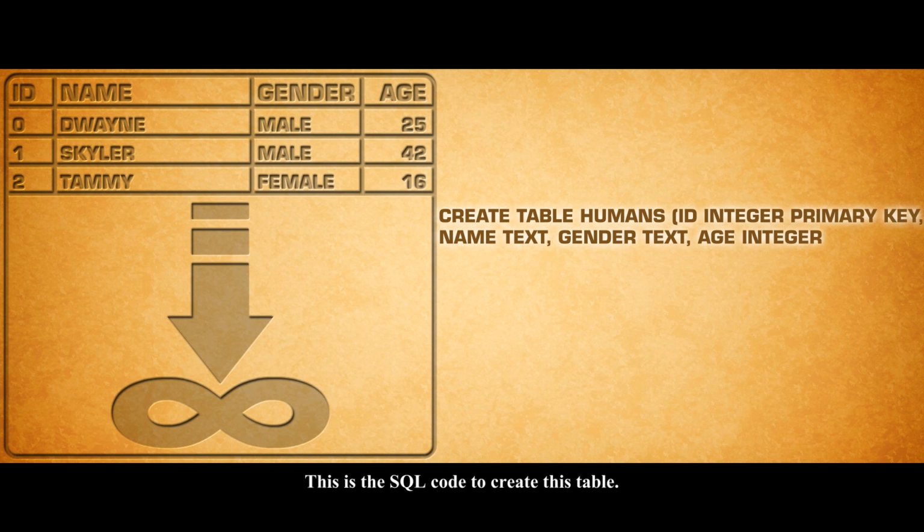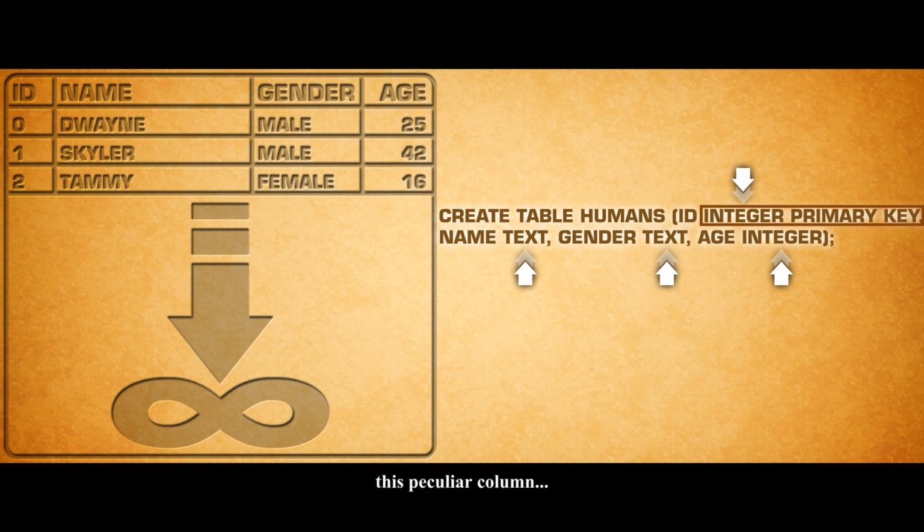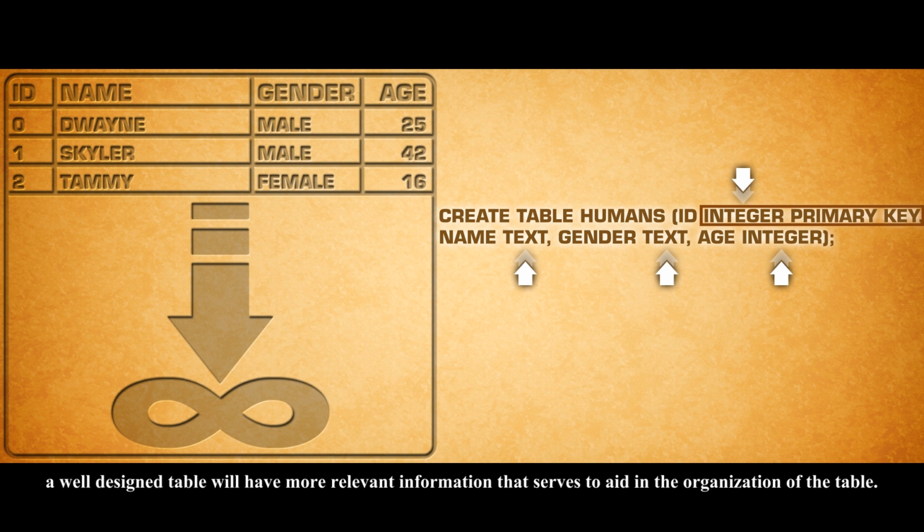This is the SQL code to create this table. Notice that there are types as well. However, it should be noted that in SQLite, types are merely suggestions. You can have a column that theoretically only accepts numbers but ends up containing strings as well, because SQLite basically doesn't care. Unless you're talking about the integer primary key column. This peculiar column will auto-increment its value so that no two rows will have the same primary key. Think of the primary key as a stopgap measure to organize your table. A well-designed table will have more relevant information that serves to aid in the organization of the table.